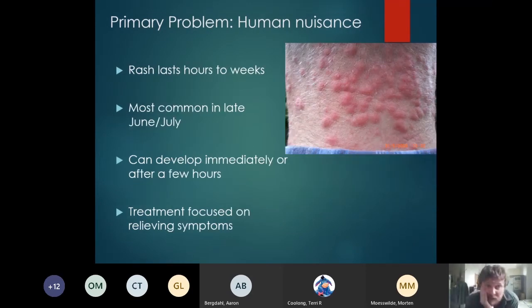So the rash can last between hours to weeks. Most commonly, people get the rash in June and July when the caterpillars are active, but also May. And the rash can develop immediately or after a few hours, especially if you have hairs on your clothing and you come in from working outside and get exposed to the hairs that are on the top of your clothing.